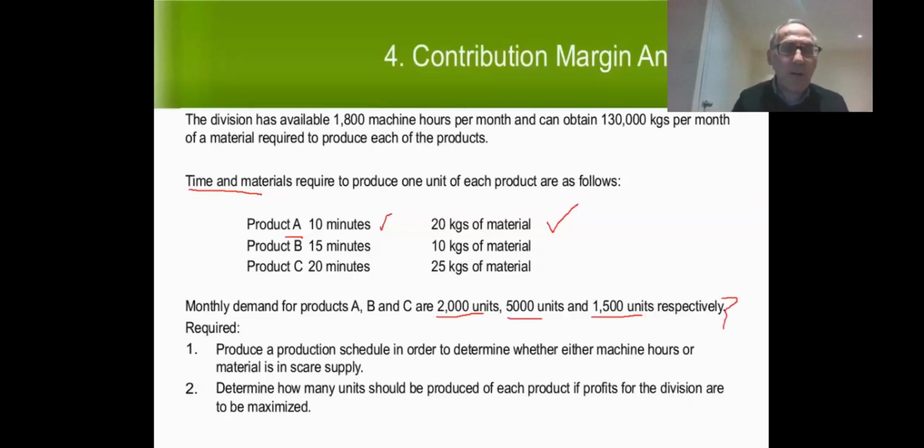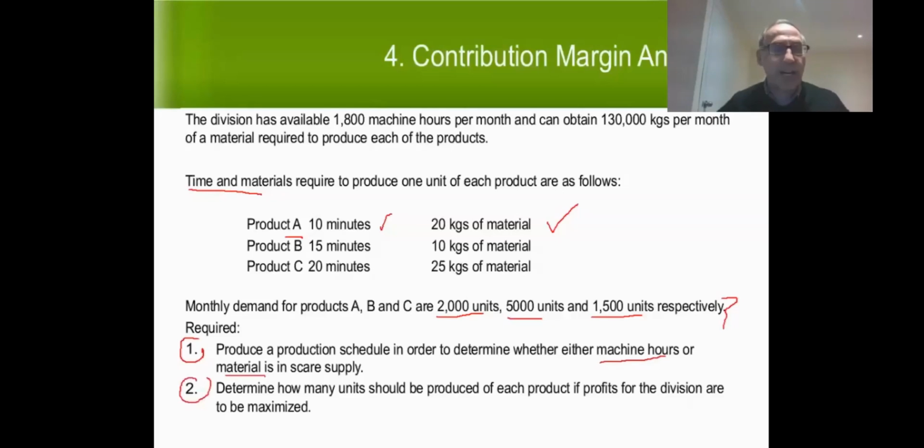So the first thing we're going to need to do is produce a production schedule to figure out which of these two variables is in scarce supply. Is it machine hours that we don't have enough of to fully meet demand, or is it materials that we don't have enough of? The second thing we're going to look at is how many units should be produced of each product if we are to maximize divisional profitability.